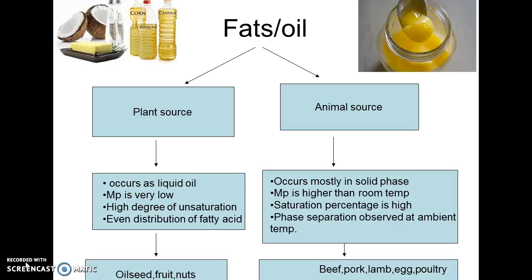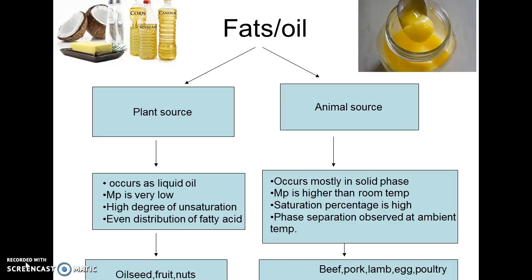Now we all know that fats and oil are abundantly present in nature in two sources. One is plant source, where oilseed, nuts and fruits have a very high fat content, and second is animal source, where milk, egg, poultry meat or animal carcass are the potent source of fats.